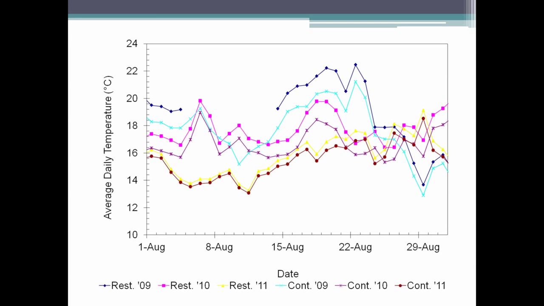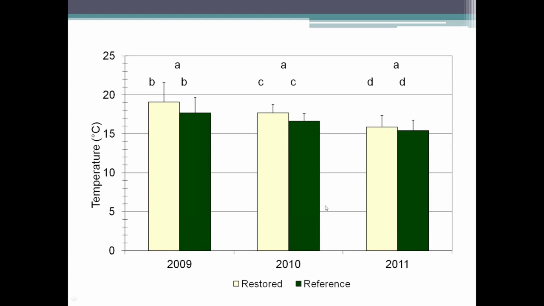So this is just the temperature data for the two different reaches, the restored and the control, for the three different years. This is mainly just to give you an impression of what was happening. So you can see in some years we definitely were getting quite warm, and other years we were quite cool.